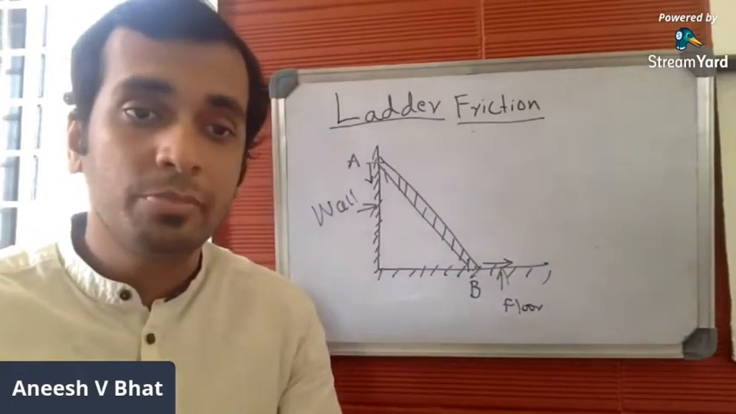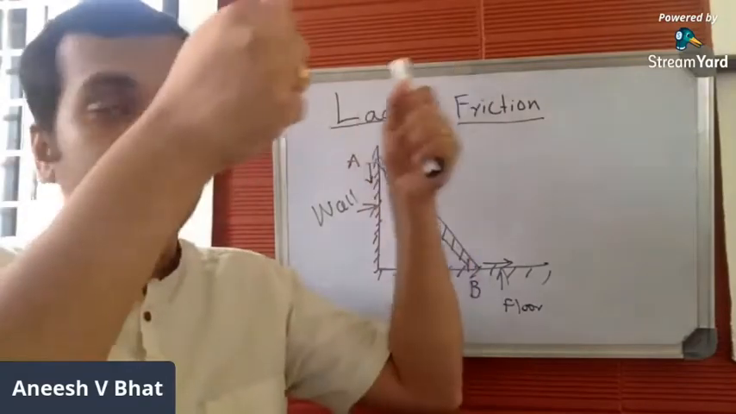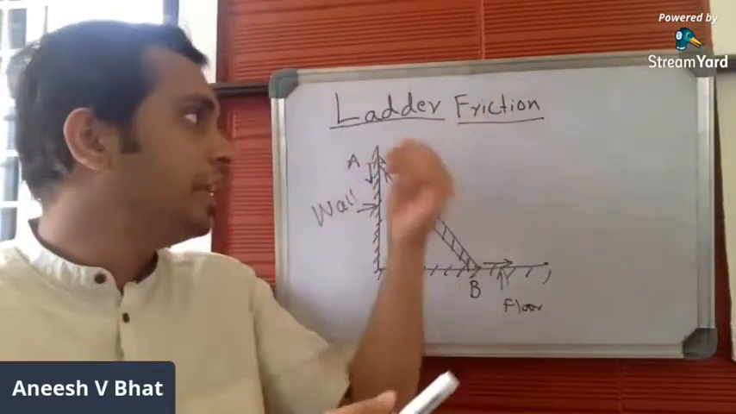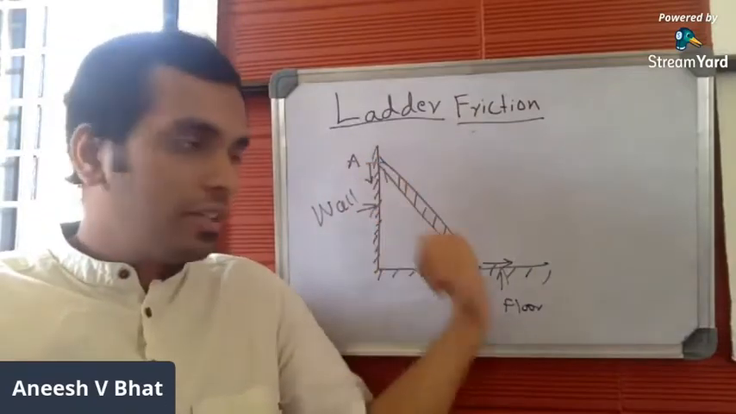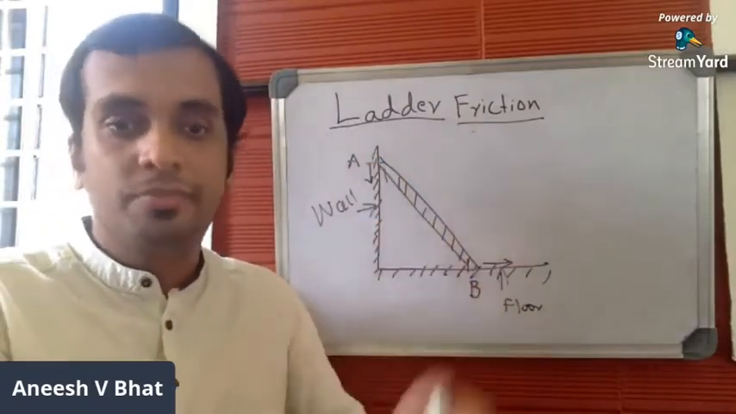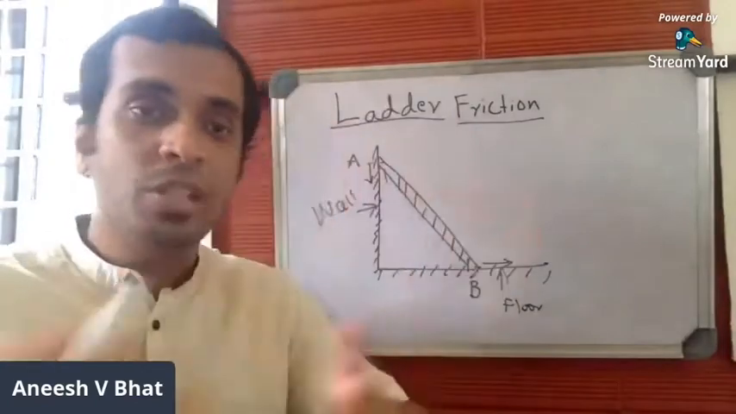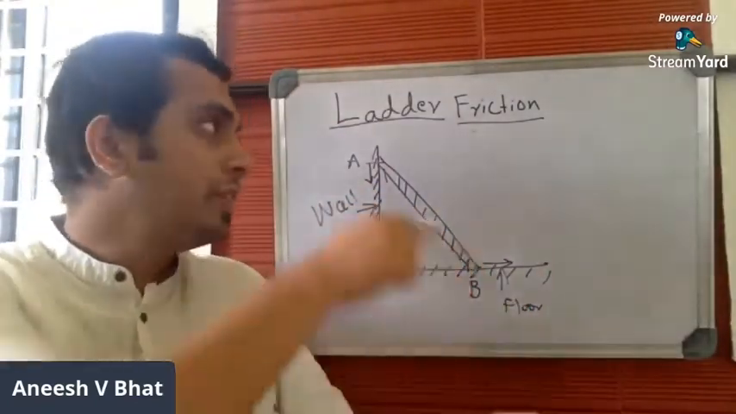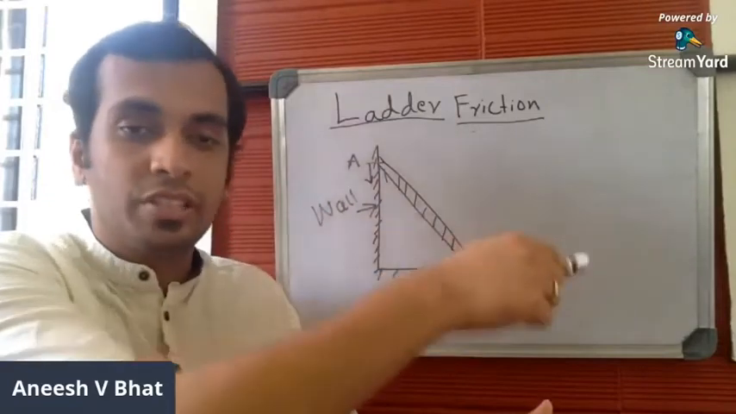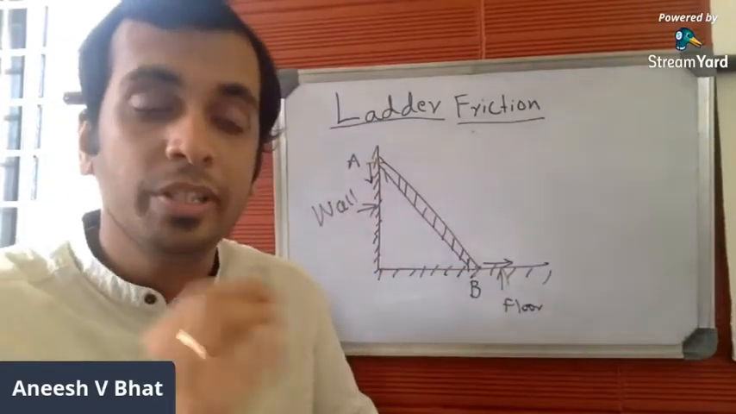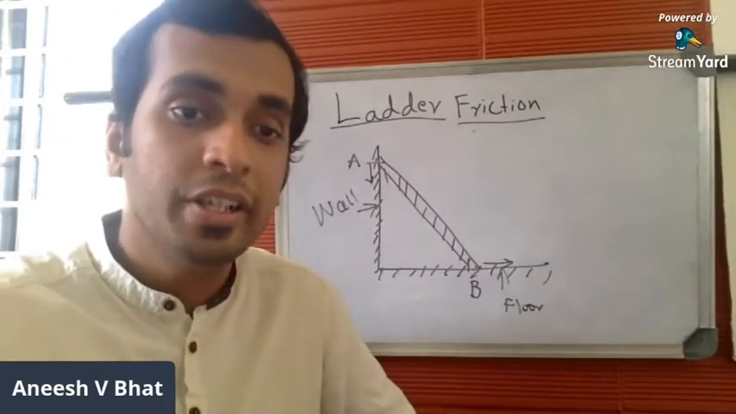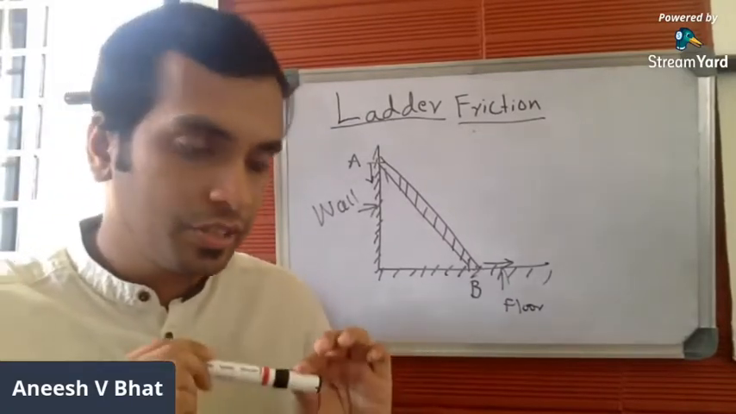So we'll be studying the concept of ladder friction. Even when the ladder is staying stationary, there is a friction between ladder and wall and ladder and floor. Because of the friction, it stays. And when it slips down, there is also friction between the ladder and the vertical surface as well as the ladder and the horizontal surface. So we'll be dealing with ladder friction. This particular friction is called ladder friction. Hope the concept of ladder friction is clear.